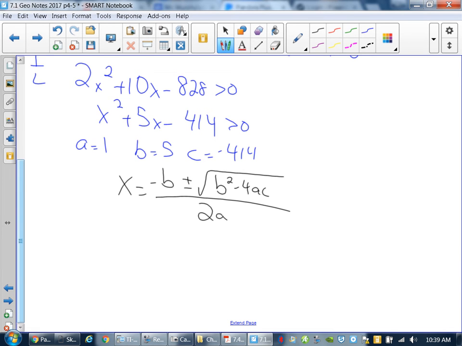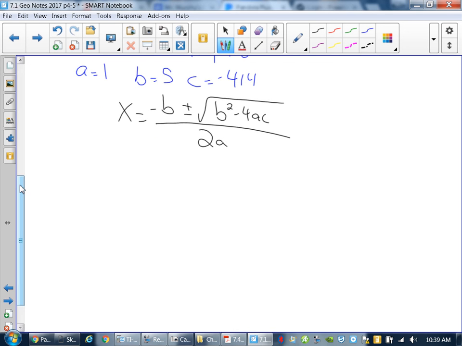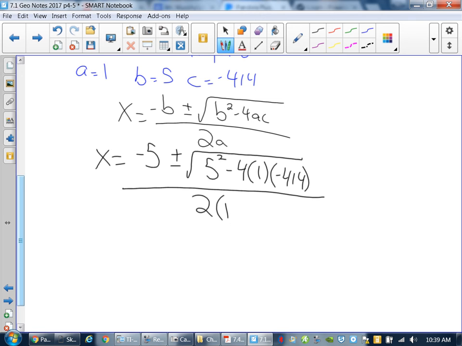Now you have it all written in front of you. It's a matter of substituting in the actual values. As I start to fill in the values, I know that B is 5, so what's the opposite of 5? -5. So my zeros are going to be at -5 plus or minus the square root of 5 squared minus 4 times 1 times -4, all over 2 times 1.